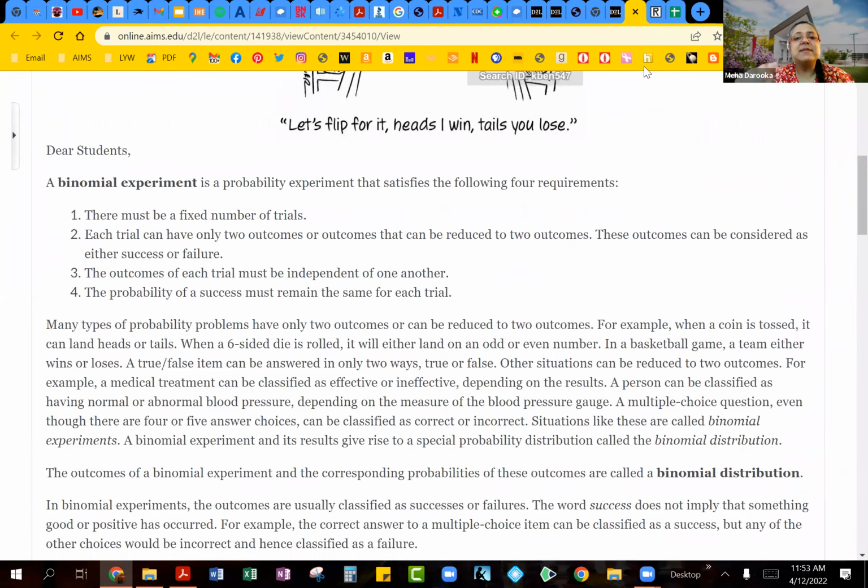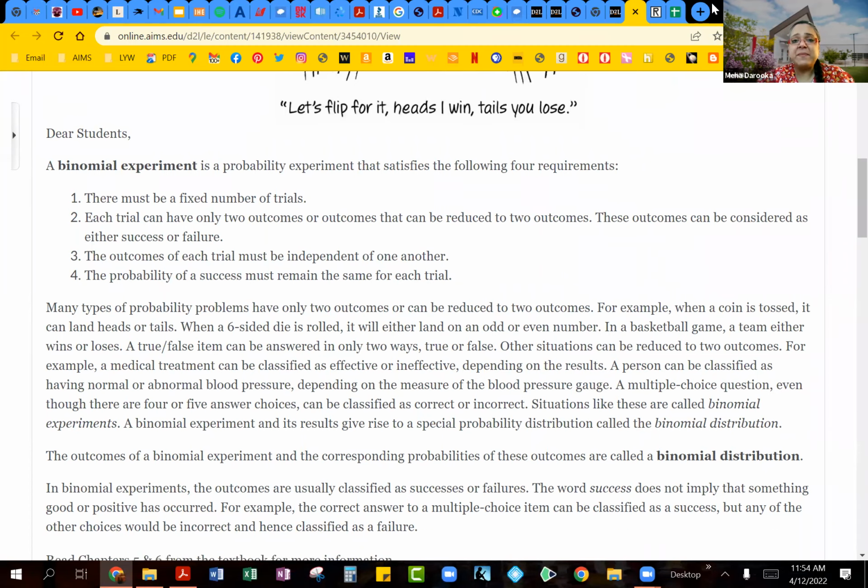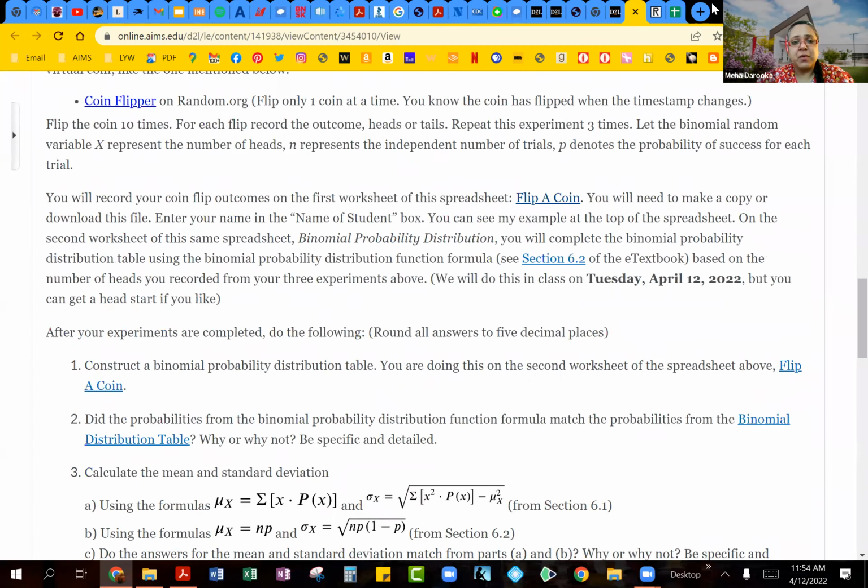Each trial has to have 2 outcomes, so we have heads or tails, the 2 outcomes. Each outcome must be independent. Obviously our coin flips were independent: if you flip the coin the first time, that would not affect how you flip the coin the second time. And our probability of success is going to stay the same because it's always going to be 0.5. So we're definitely meeting all 4 of those requirements.